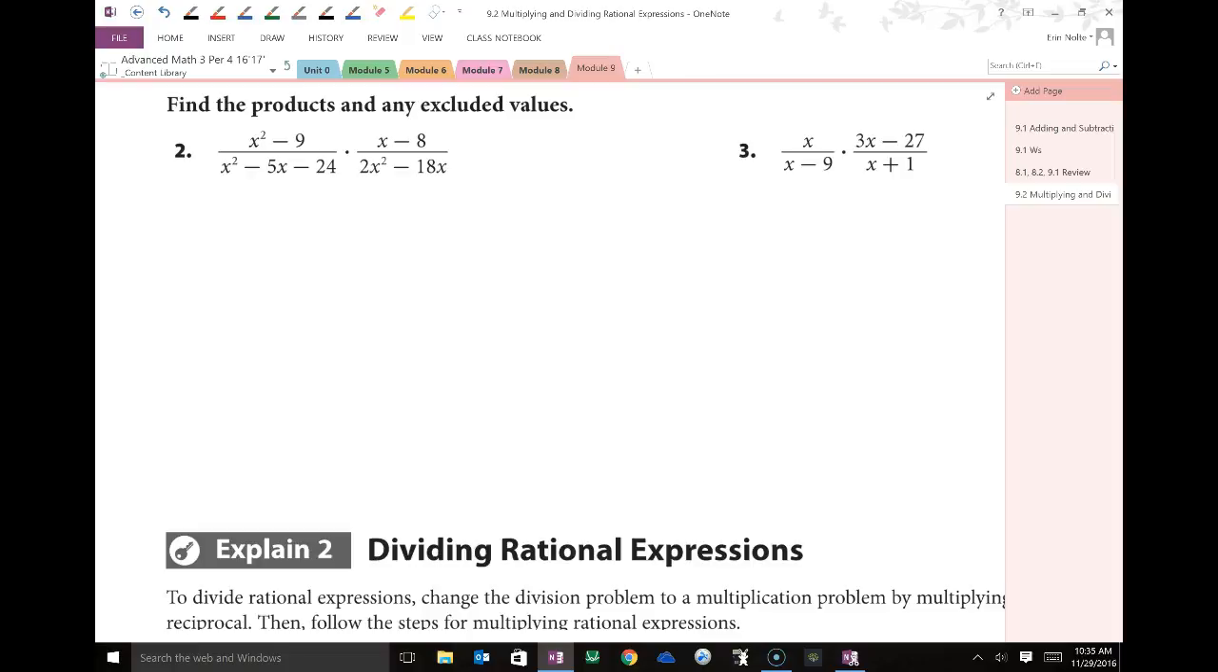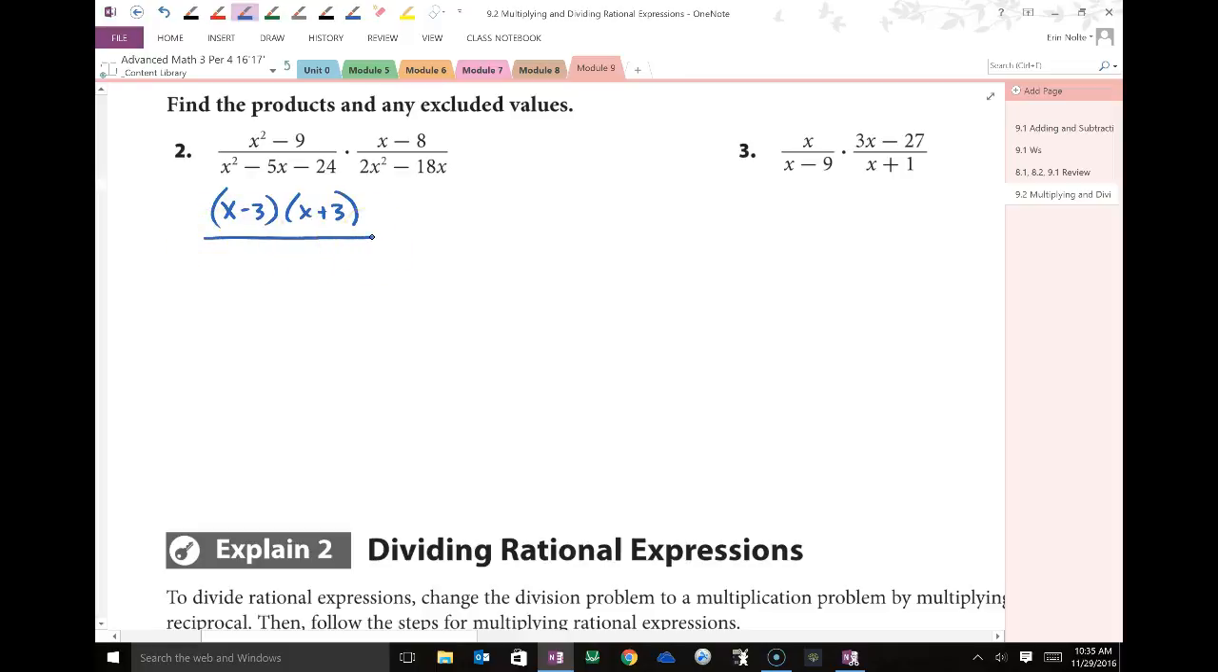Can I factor x squared minus 9? Perfect binomial, right? So what does it factor into? X minus 3 and x plus 3. By the way, you're going to see lots of perfect binomials in this section. I like to throw those in there.